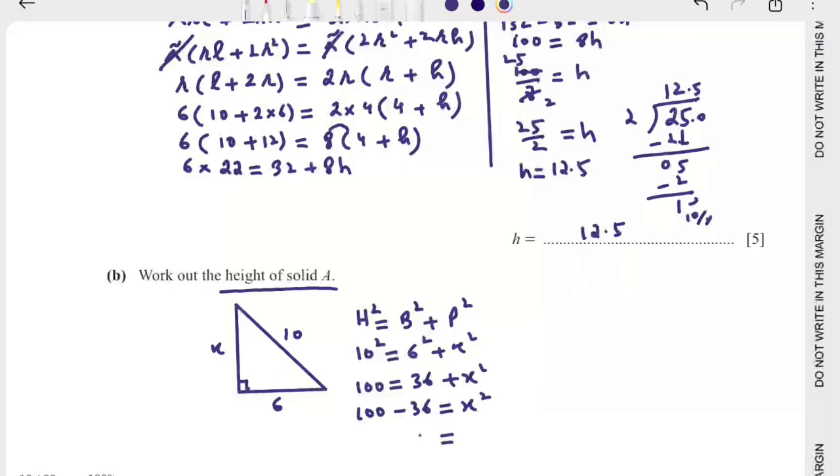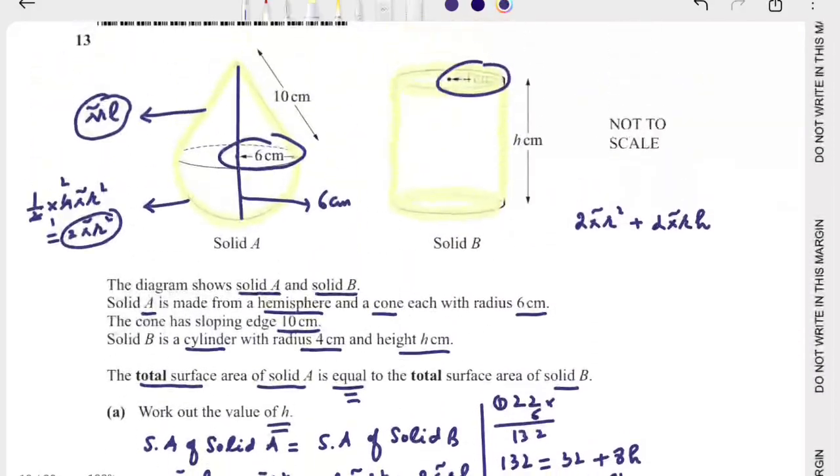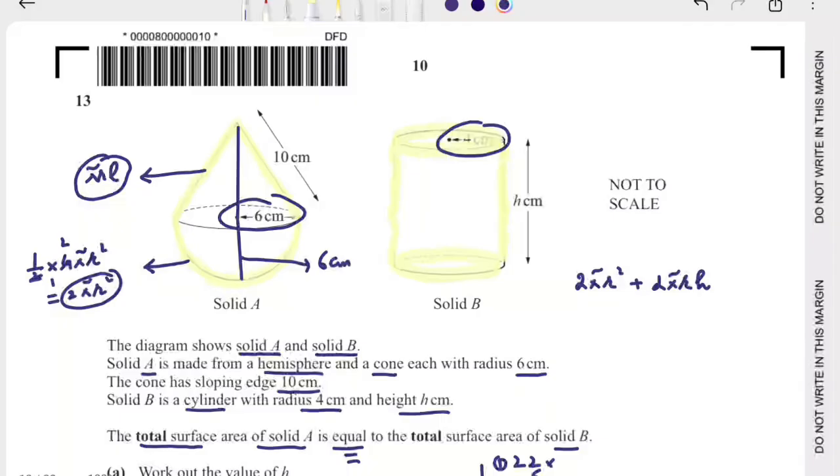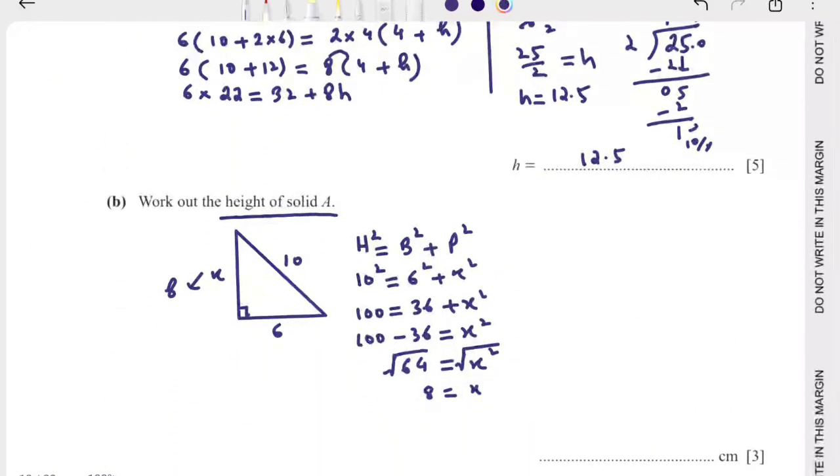So it will be 64, taking root on both sides. So x would be 8. Now look at the height of the solid. As we have already found the height of the hemisphere, and the height of the cone is 8, now we are going to add both heights. So this would be the height of the solid.